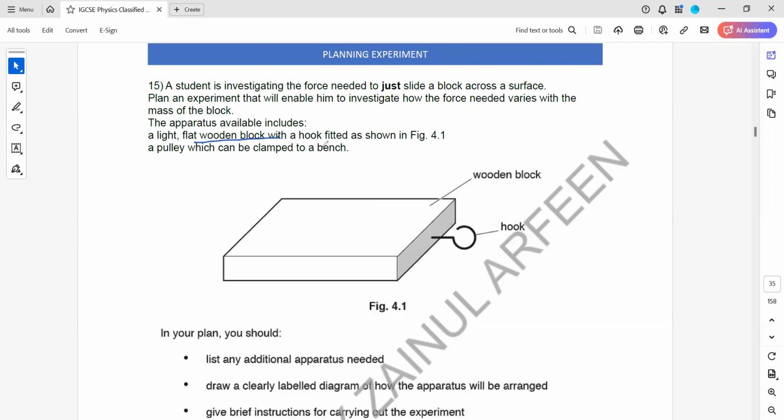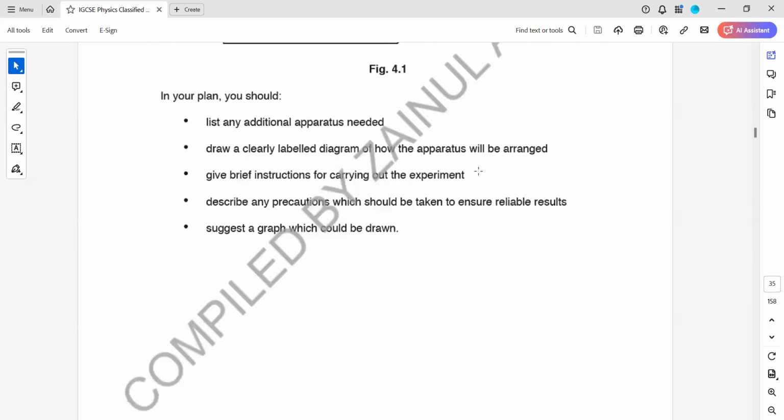Because a flat wooden block with a hook is available, but we don't have a variety of different wooden blocks. So we have this only, so we just add different sets of loads, that will be the mass.